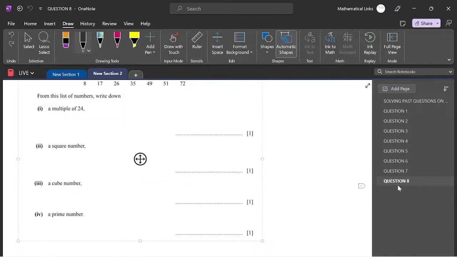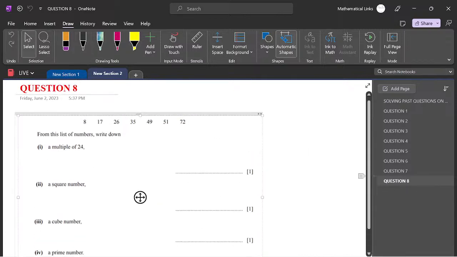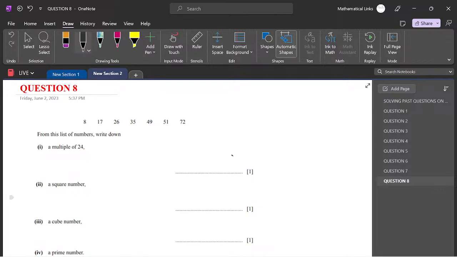So let's go to the 8th question, which is the last one here. Here we have this list, and from this list of numbers, you have to write down one multiple of 24. So a multiple of 24 will be 24 times 1, that will be 24. You can take your calculator and press 24 times 2. It will be 48. So we can do times 3. You have 72. So 72 is the third multiple of 24.